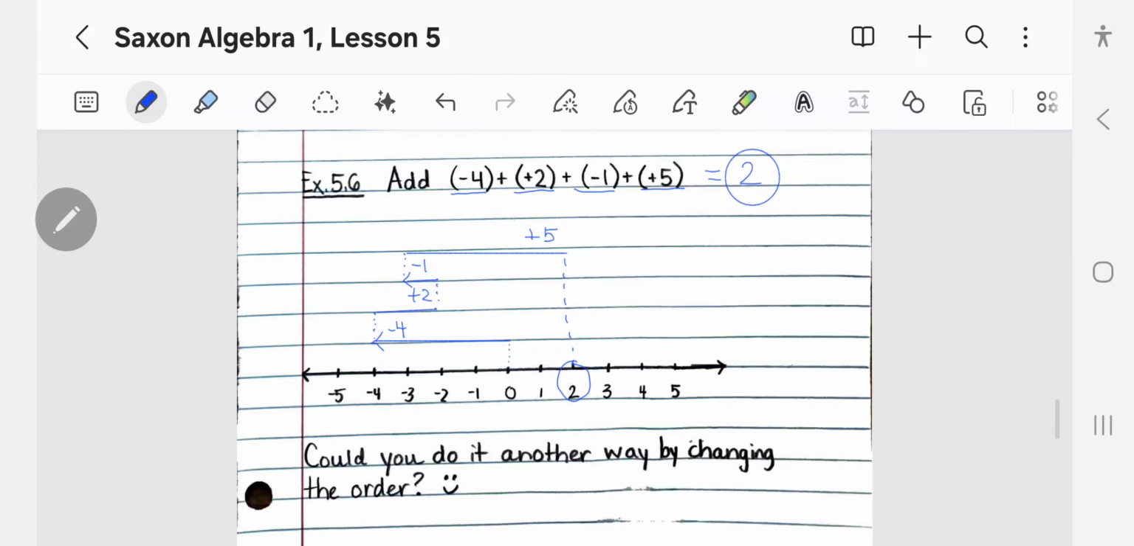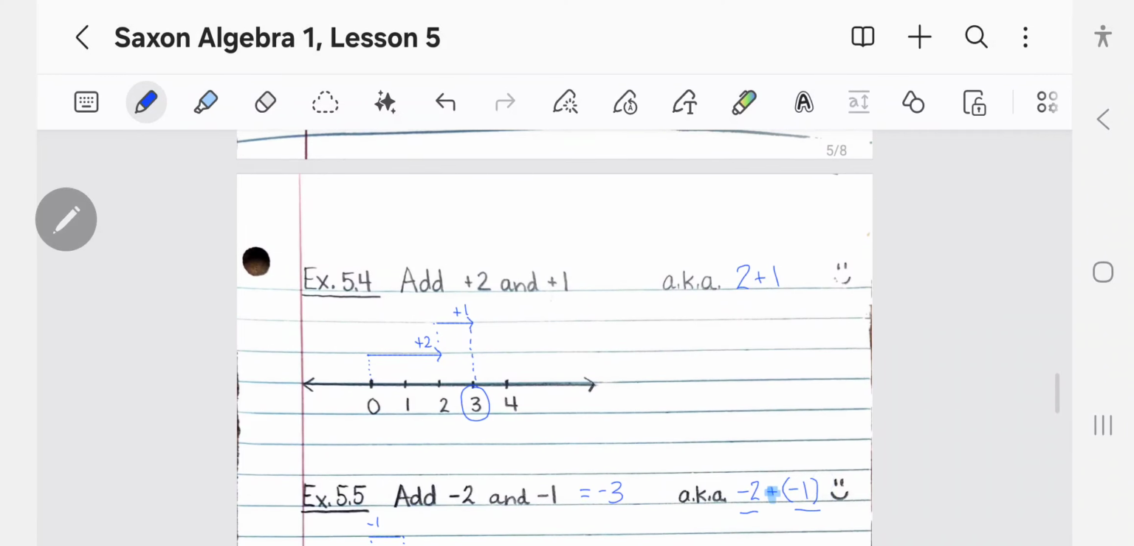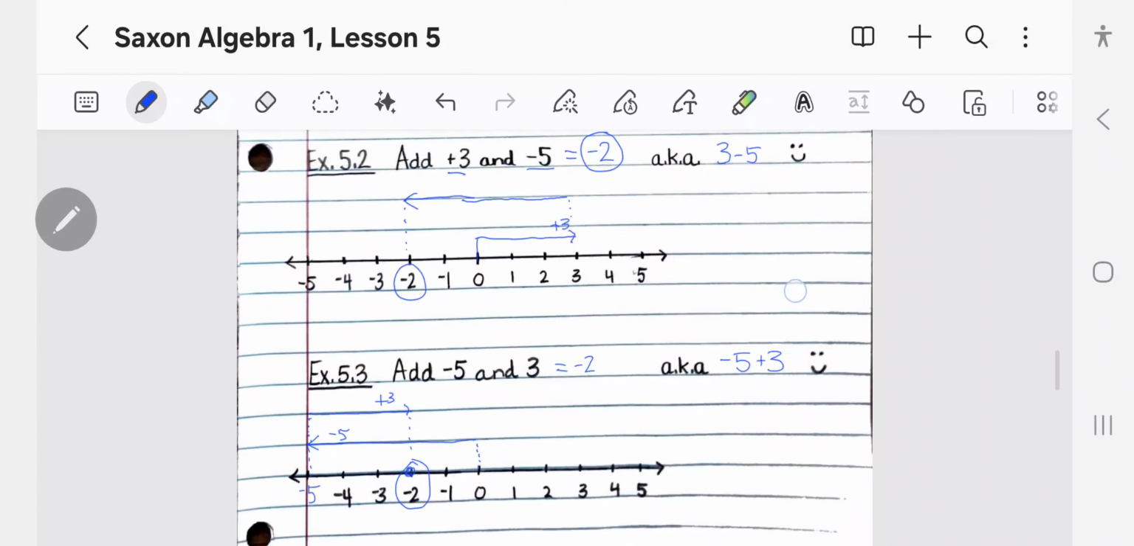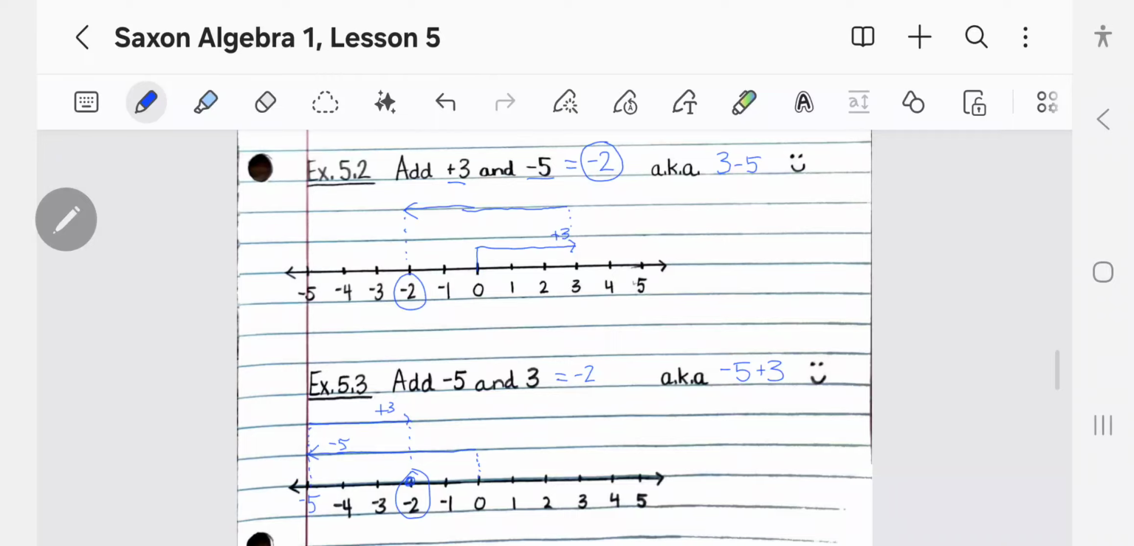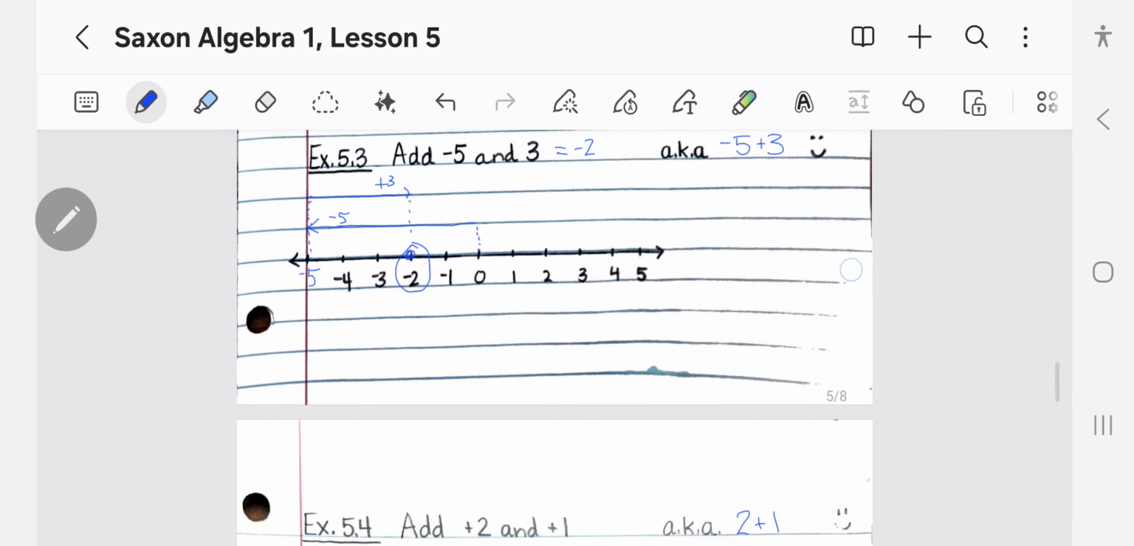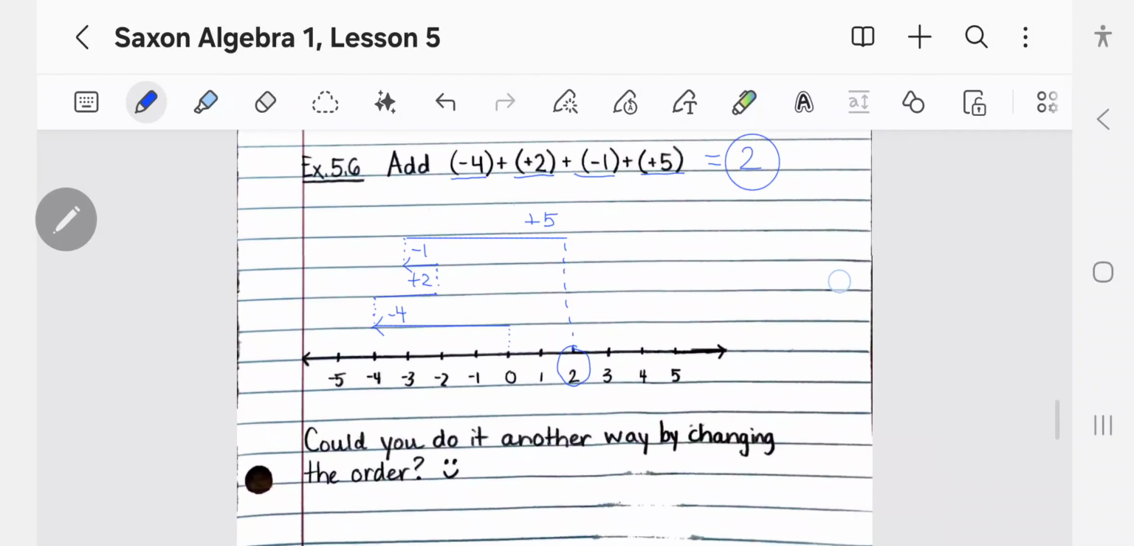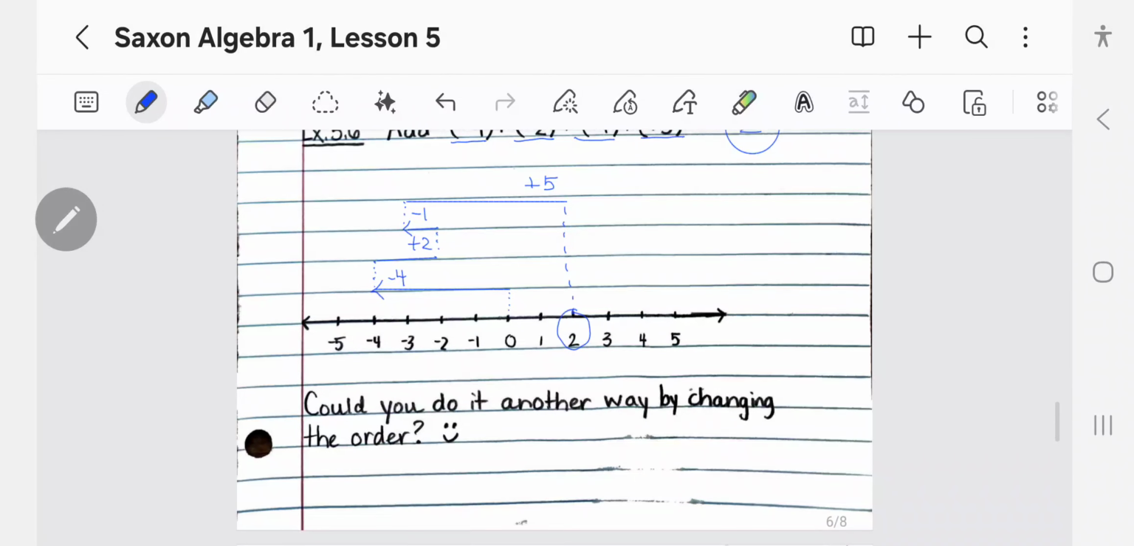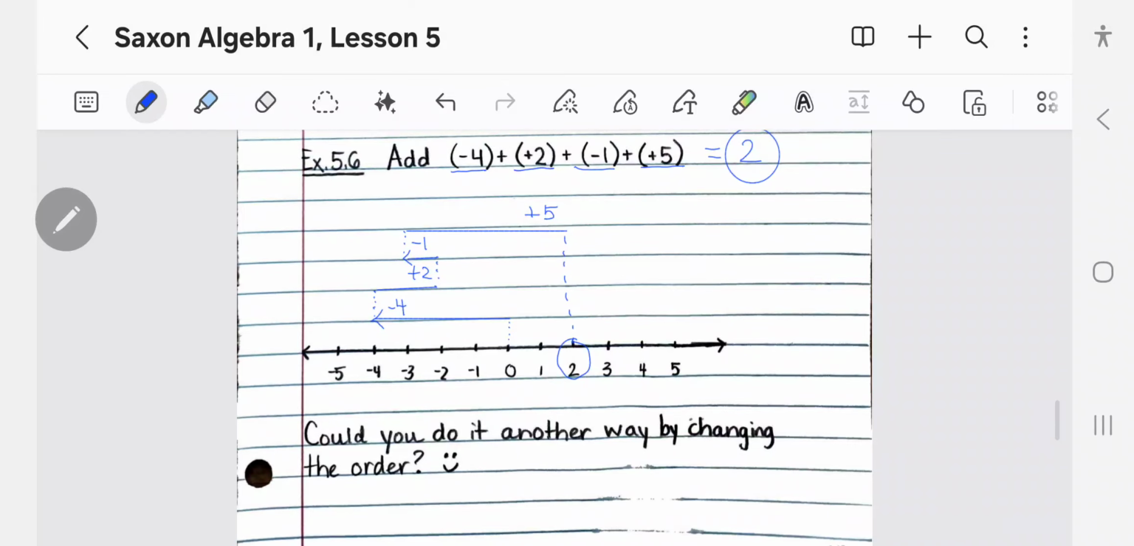Could you do it another way by changing the order? Yes, we determined in the first 2 examples that the order didn't matter, because if you're adding, you can change it, like 3 plus 2 is 5 and 2 plus 3 is 5, right? You can't change the order of subtraction and get the same answer, but you can change the order of addition and get the same answer. So that's helpful. You could have done it in any order you want, and the book actually does it in a different order, and then you will see that it's the same.